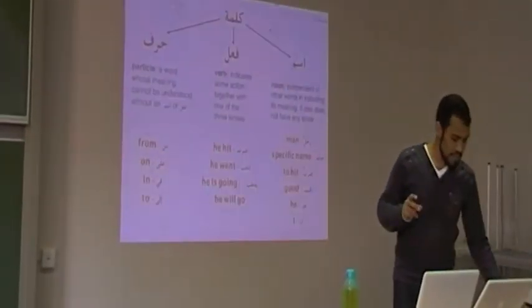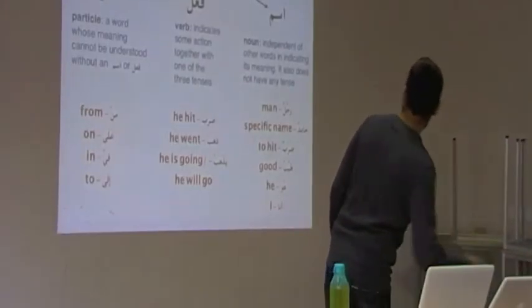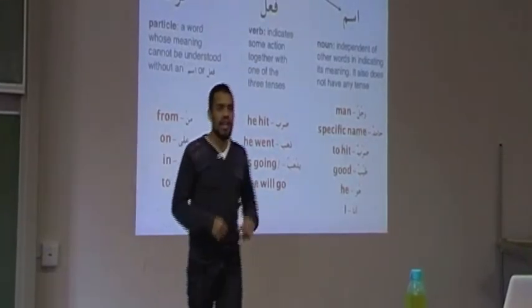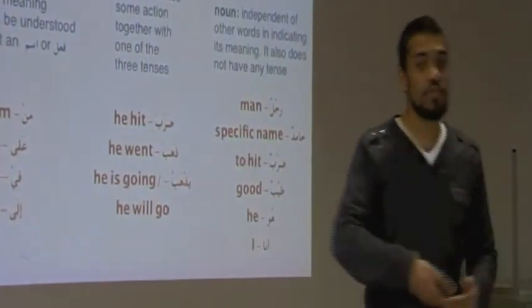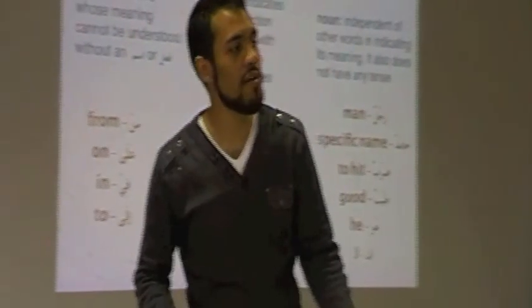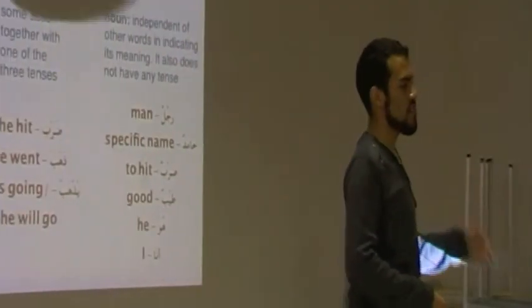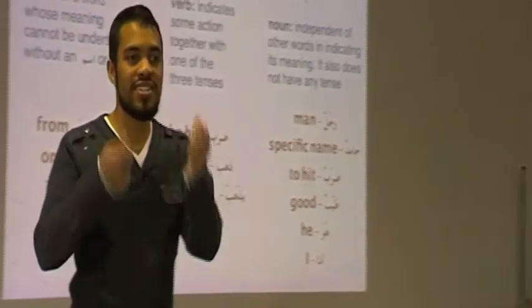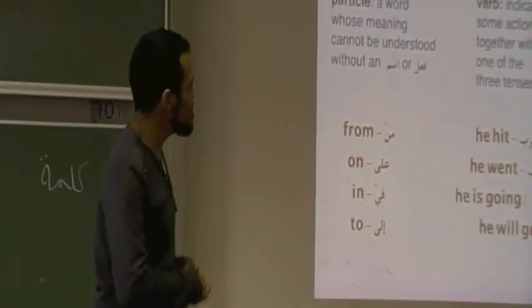What's the first type? Ismun. Now the first type is a noun. Nouns are words that have independent meanings. In other words, they don't require other words to explain their meanings. I'm not talking about a description. I'm not saying that when we say a man, we should say he is attributed with so and so, and this is the counterpart of a female. I just mean, if I say a man, you get a clear understanding of what a man is. Does that make sense? So it's a word independent of other words in indicating its meaning.